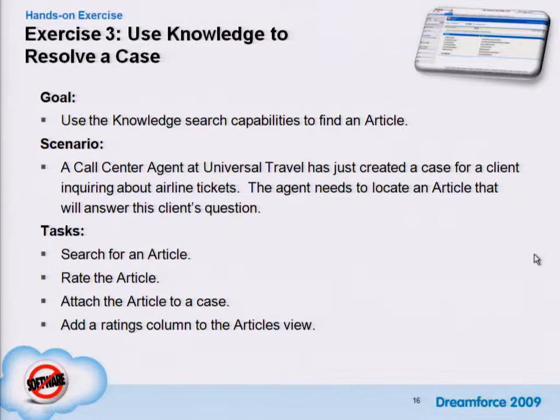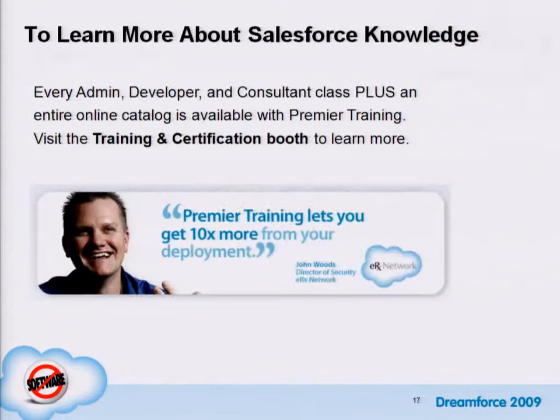So as an agent working in our call center, we searched for an article via a case. We rated the article so that other people can benefit from our experience. We attached the article to the case, and then we also added a new column heading to our articles window so that we can see agent ratings when we're viewing our articles. Good. All right.